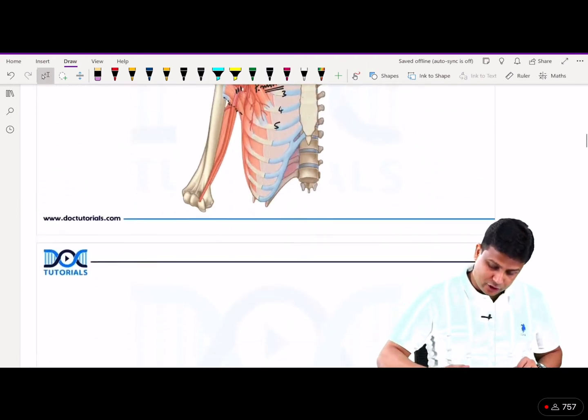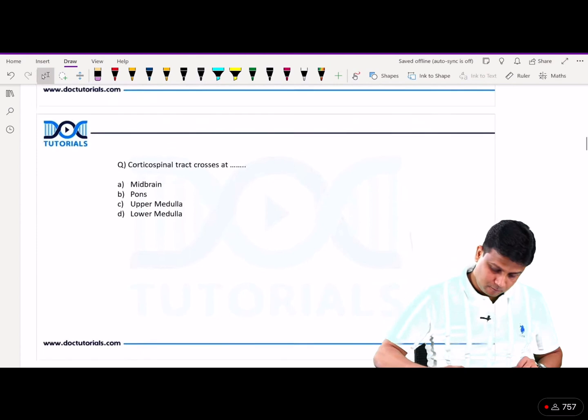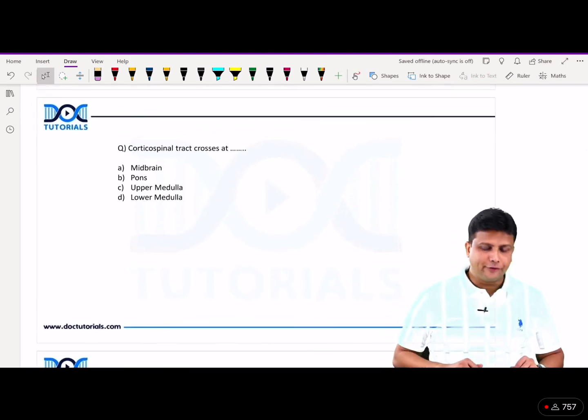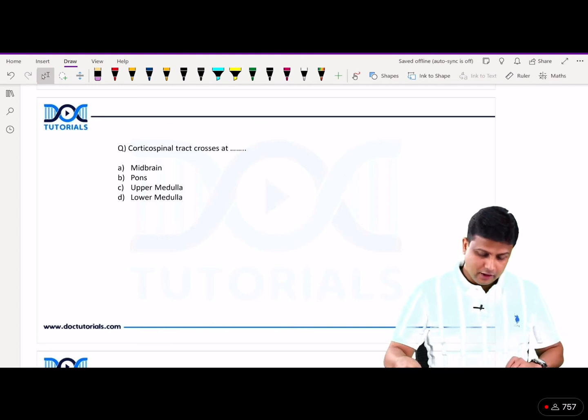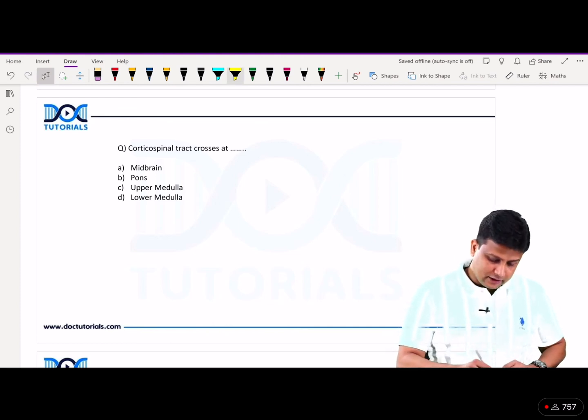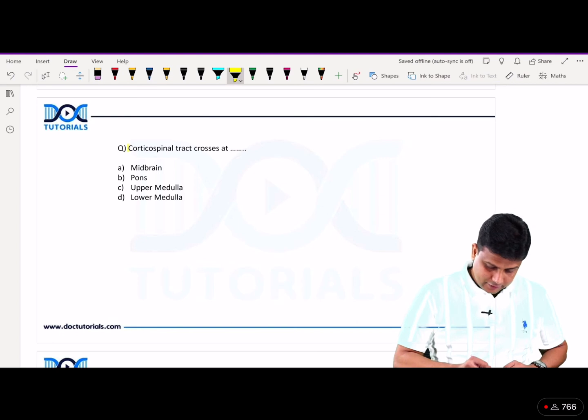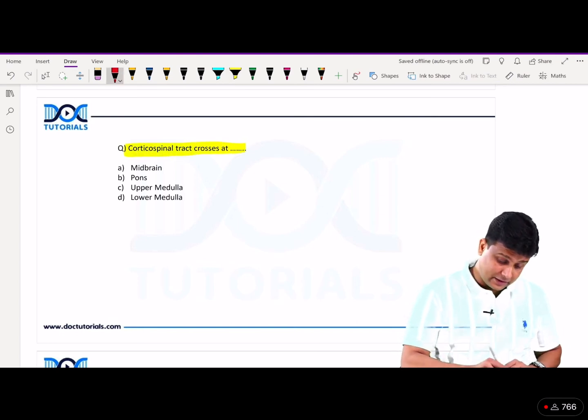Now moving on to the next concept after axillary artery. Another hot favorite thing and a very old question and very important one also. Corticospinal tract is crossing at which level? First of all, I hope you all know this corticospinal tract has another very famous name, that is the pyramidal tract.